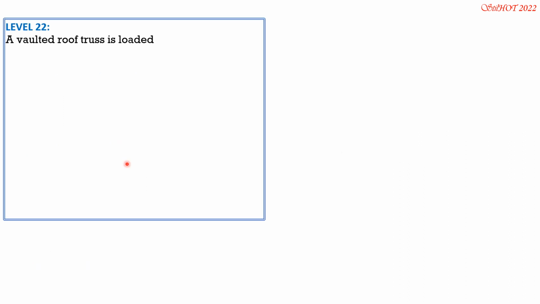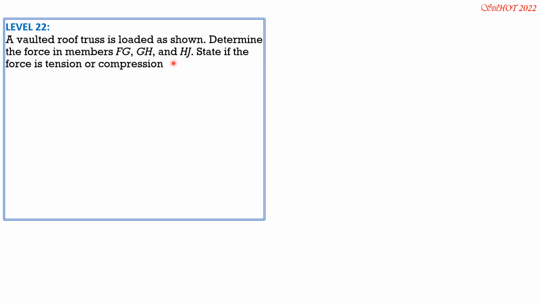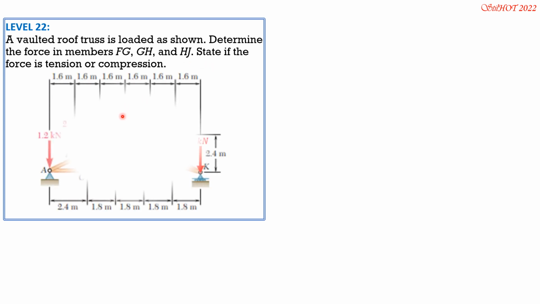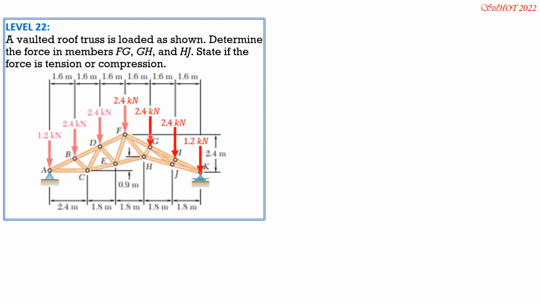A vaulted roof truss is loaded as shown. Determine the force in members FG, GH, and HJ. State if the force is tension or compression. So here's the given figure.